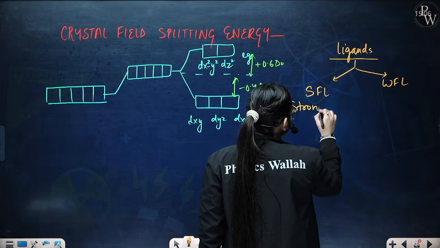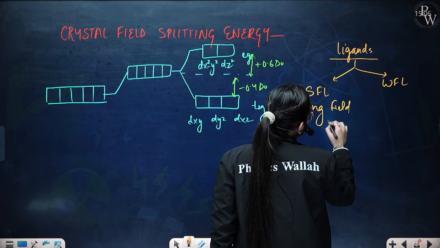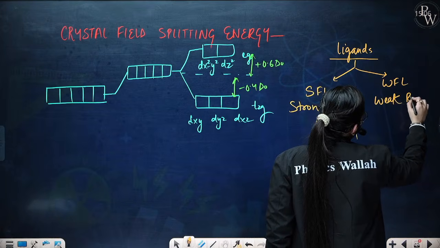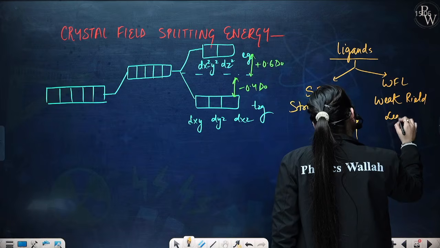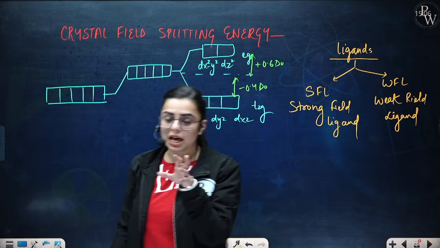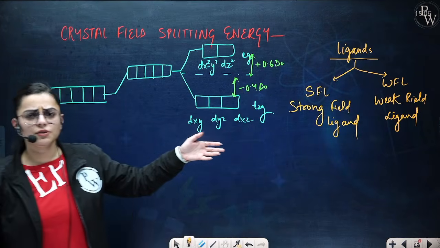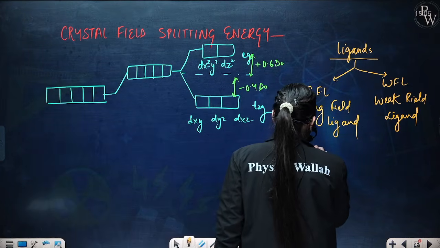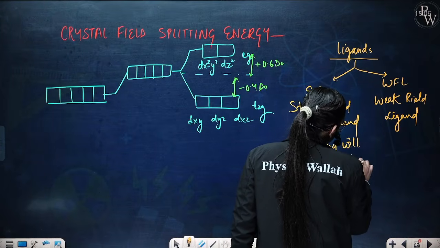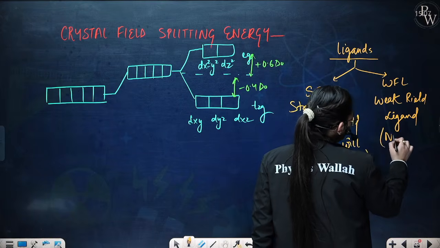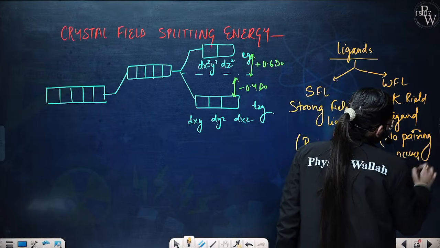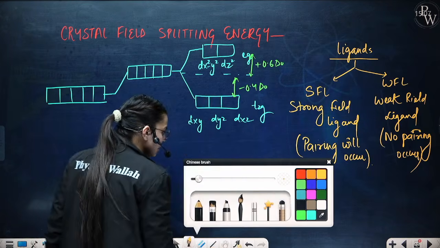This is the strong field ligand and this is the weak field ligand. Now when I talk about the strong field ligand and the weak field ligand, in the case of strong field ligand, you shall see the pairing is occurring, while in the case of weak field ligand, there is no pairing. This I have told you in the previous lecture as well. Here pairing will occur. While in the case of weak field, no pairing occurs. Am I right?